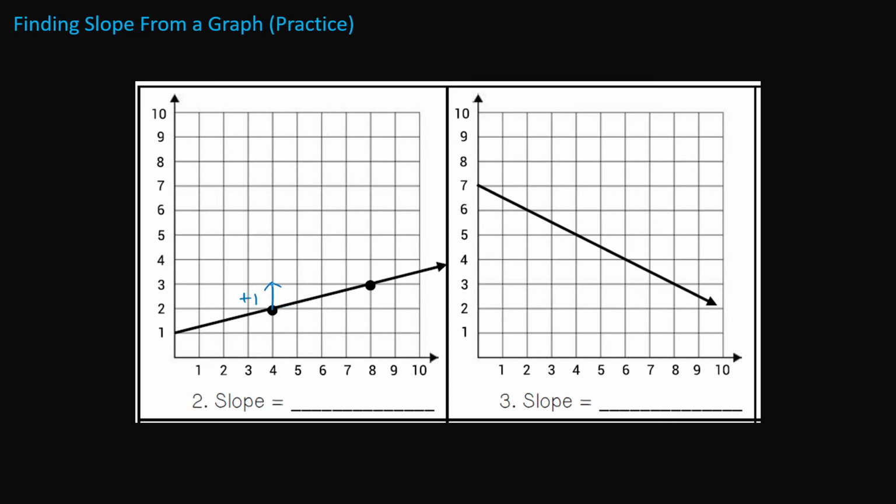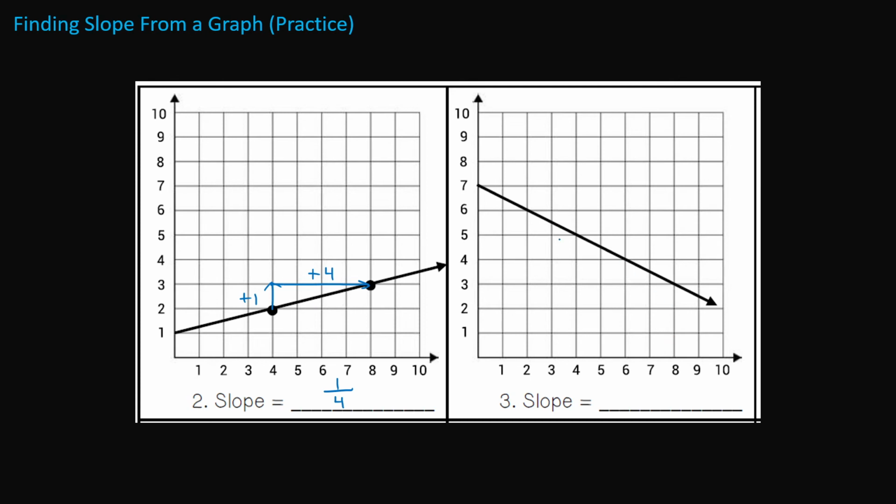My run, moving from left to right, would be 1, 2, 3, 4. I moved to the right 4. That means my run is positive 4. So my slope, my rise over run, is 1/4. That is the steepness of my line.